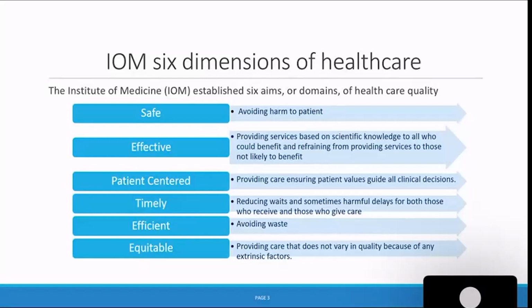So what is safe? The safe dimension is about avoiding harm to the patient. Whatever we do that is intended to avoid patient harm is categorized as the safe healthcare quality domain. Effective means providing service based on scientific knowledge to all who could benefit, and refraining from providing service to those not likely to benefit. It is doing the right thing and avoiding the wrong thing, as per scientific knowledge. That is the effective dimension of healthcare quality.